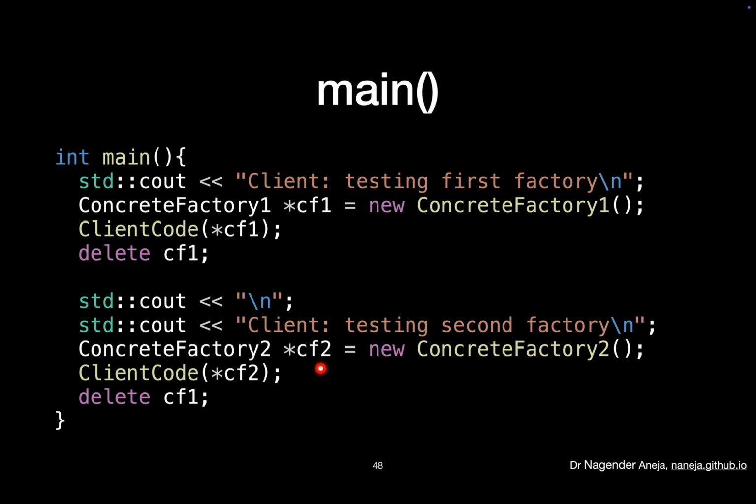So in this case, it's a CF2, so version 2 will be created, and both the products can work in this same application. So that's the abstract factory method.